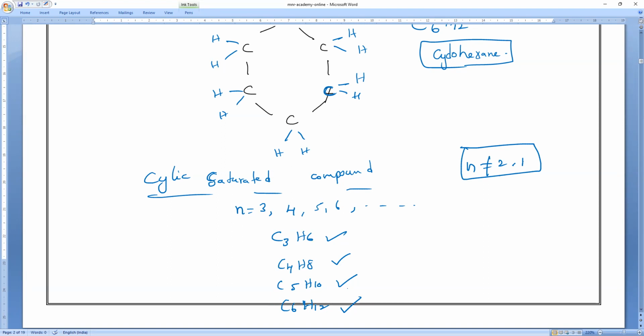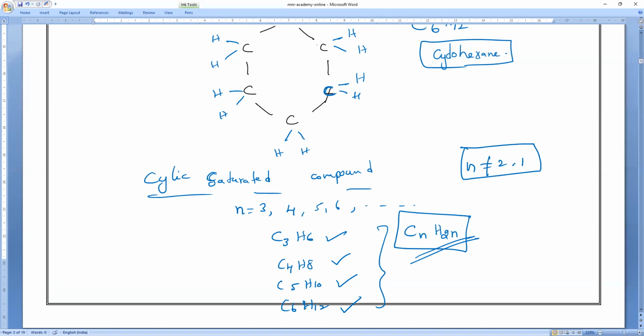If you notice it carefully, what are they actually? The general formula is CnH2n. So CnH2n is the formula of what? Alkenes. But now CnH2n is also the formula of what? Cyclic alkanes. Understand? So that is the difference. Clear, everybody? Saturated cyclic hydrocarbons.